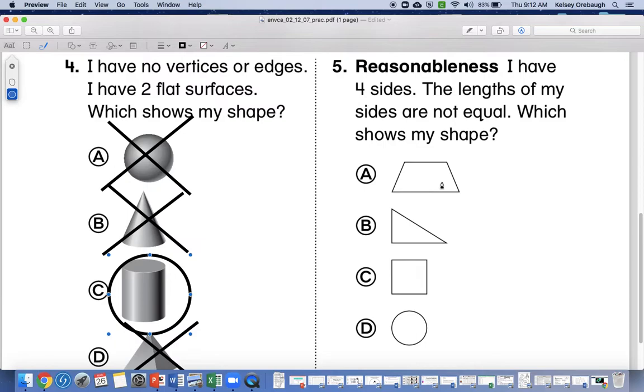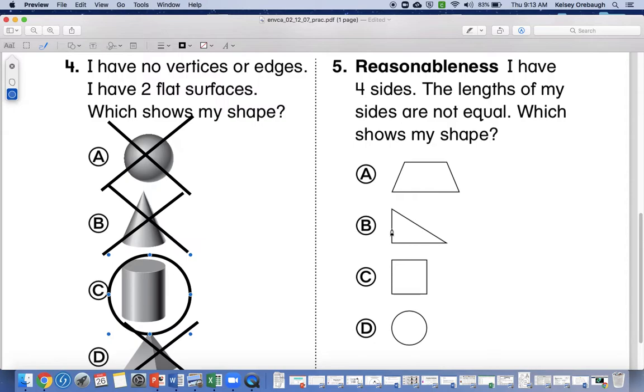And number 5. I have 4 sides. The length of my sides are not equal, which shows my shape. All right, we're back to plane shapes. Remember, plane shapes are 2-dimensional, flat shapes. All right, I have 4 sides. Let's count the sides here. 1, 2, 3, 4. Okay, that matches clue number 1.